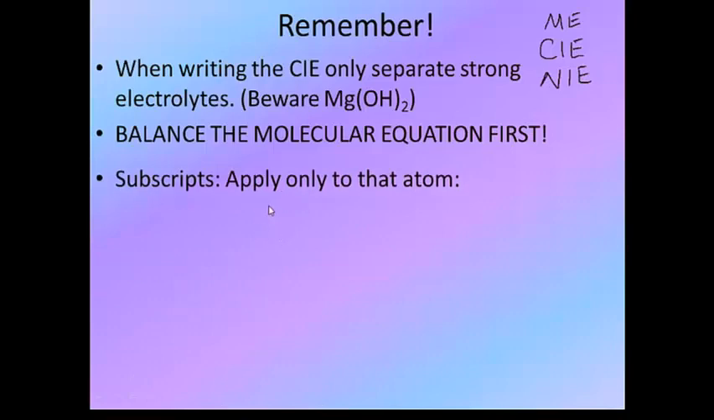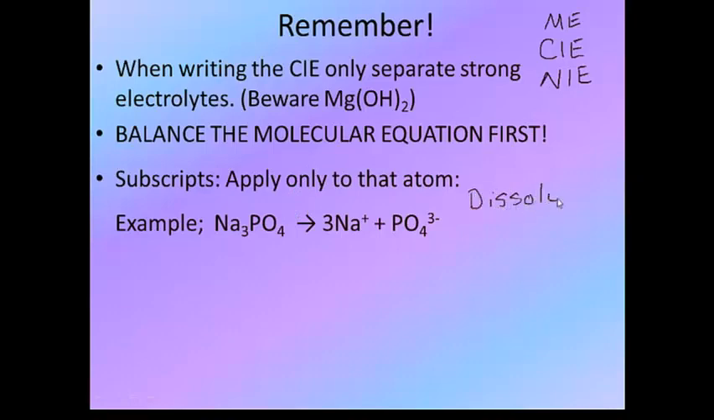Pertaining to subscripts, subscripts will only apply to that atom. For example, if I were to write out the dissolution reaction, and that's what this is called, the dissolution reaction of sodium phosphate. Sodium phosphate is a strong electrolyte based on the solubility rules. They break into the ions. There are 3 sodiums for every 1 phosphate. So this subscript of 3 applies to the sodium.